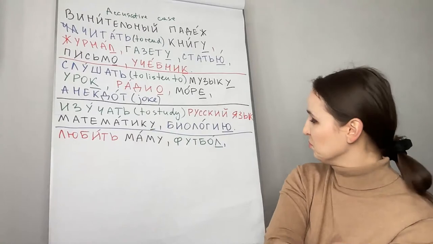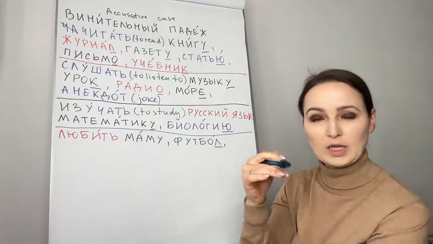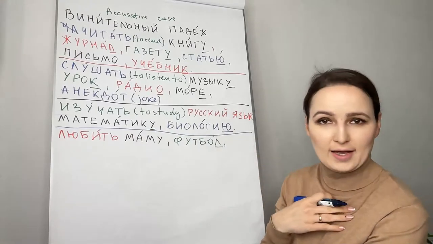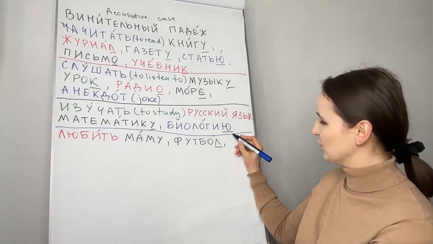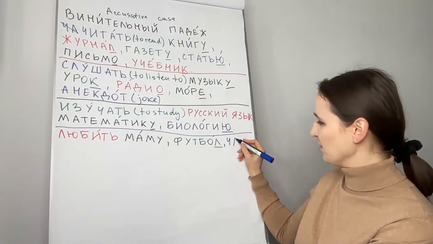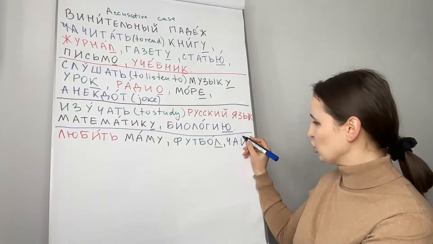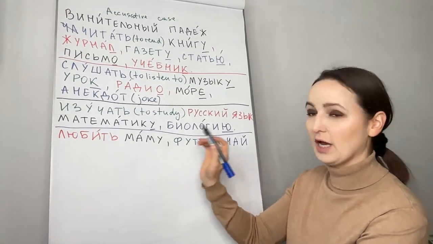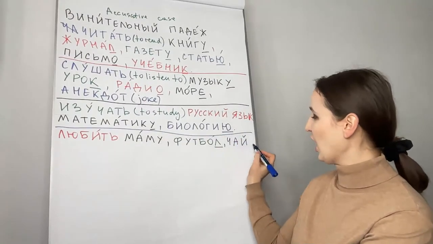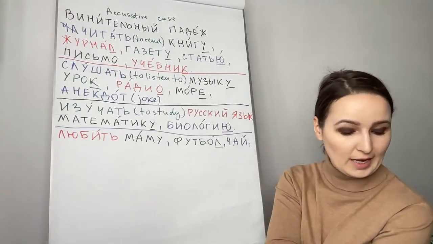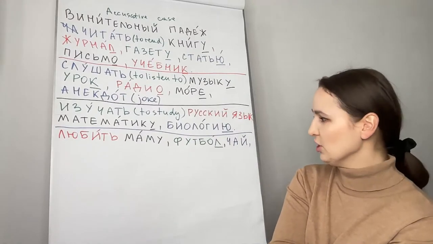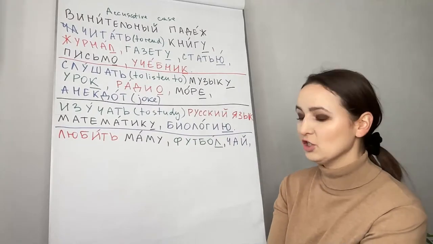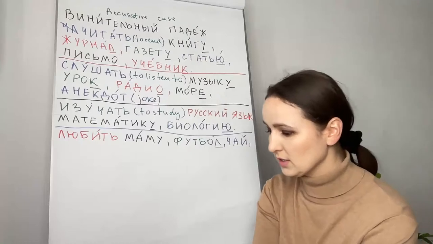Любить чай, for example, to like tea. Я люблю чай. I like tea or I love tea. Doesn't matter. Чай. It ends in short й. That means that it's masculine. Nothing will change in accusative. Любить чай. To love tea. To like tea.